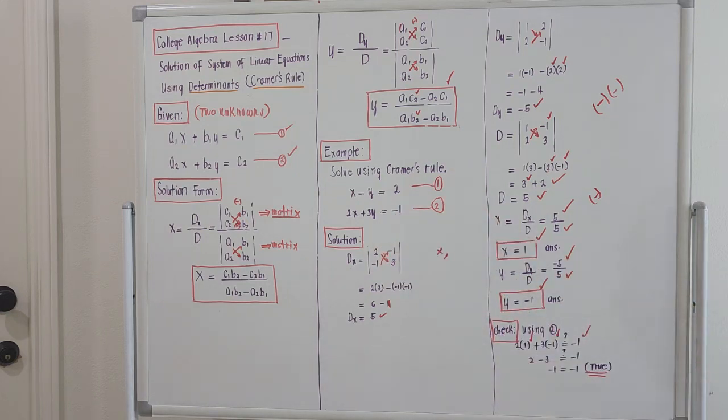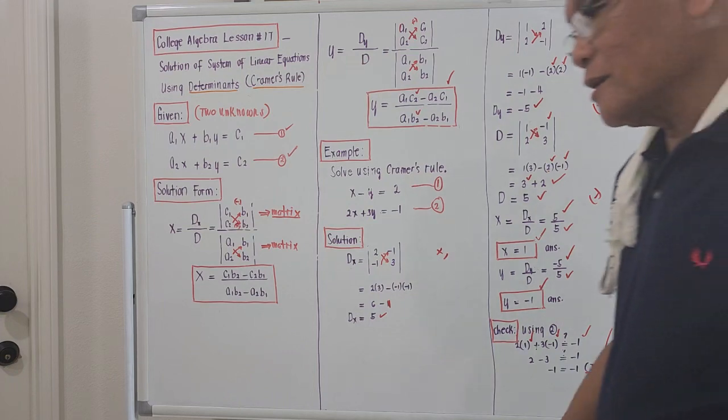If we try to simplify, 2 times 1 will be 2, 3 times minus 1 will be negative 3, a plus and a minus will be minus. Is it equal to negative 1? 2 minus 3 is minus 1. So minus 1 is equal to minus 1, it is true. So our answer by using Cramer's rule or the determinants rule is actually x is equal to 1 and y is equal to negative 1.